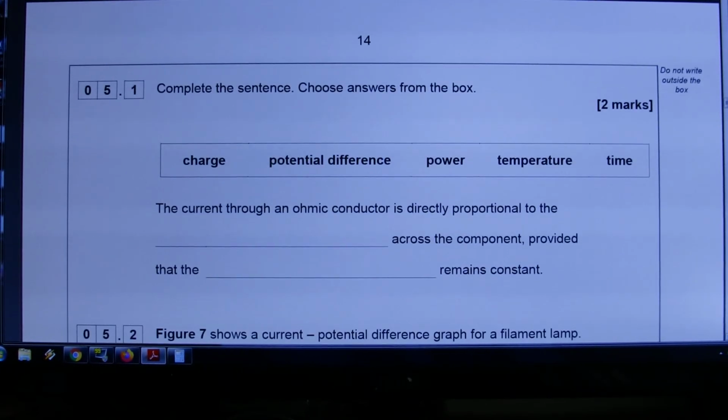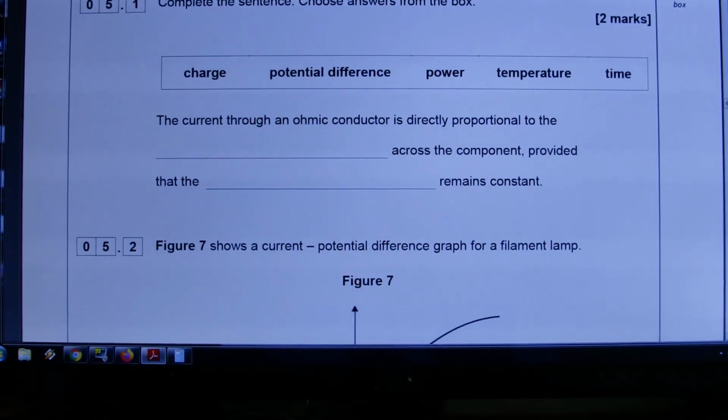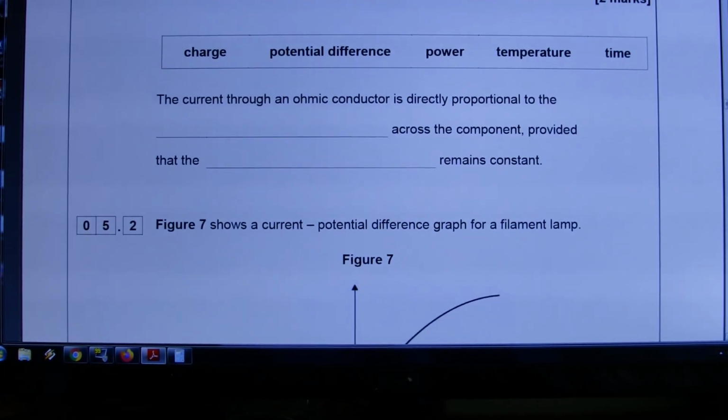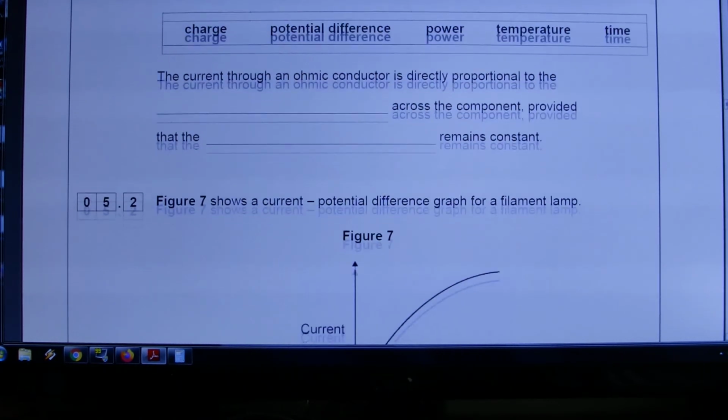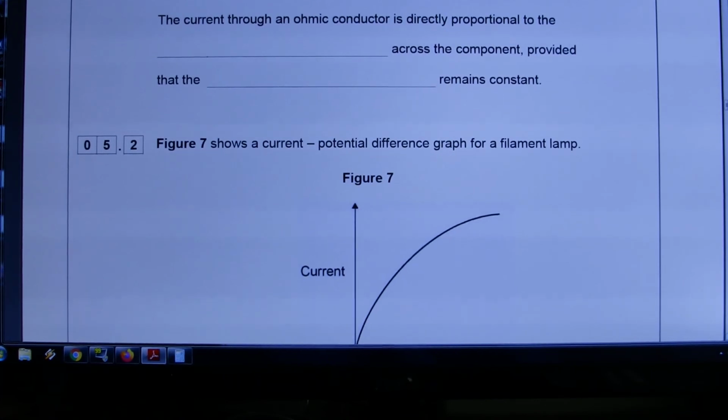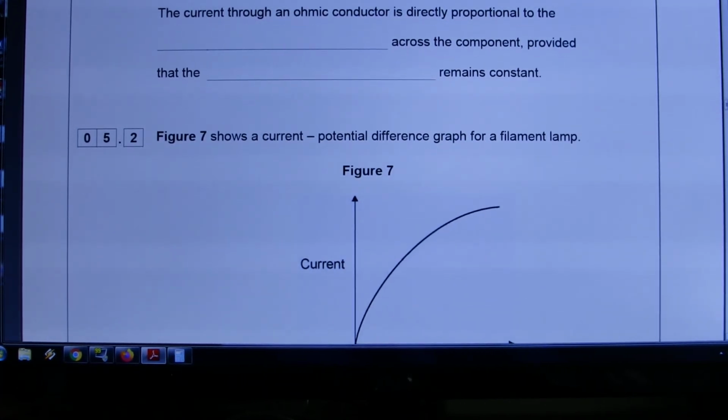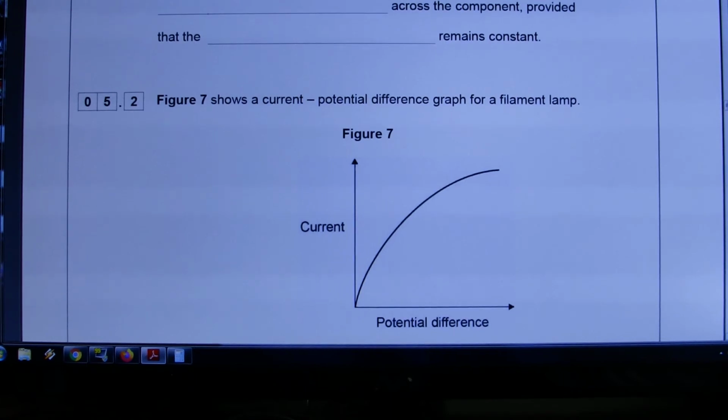Displacing air, frankly. Choose answers from the box. To complete the sentence: the current through an ohmic conductor is directly proportional to the potential difference across the component, provided that the blank remains constant. Power? Potential difference across the component provided that the power remains constant? The power being potential difference multiplied by current.